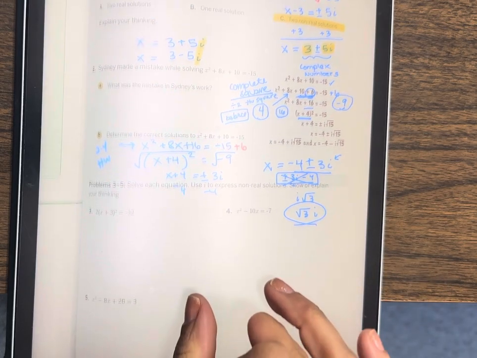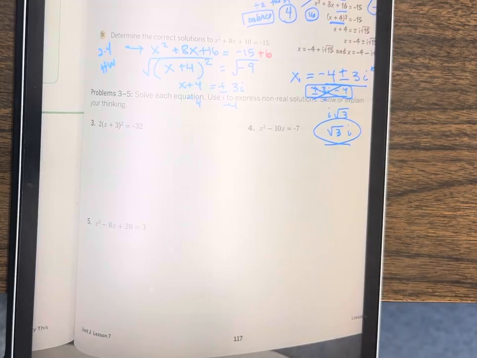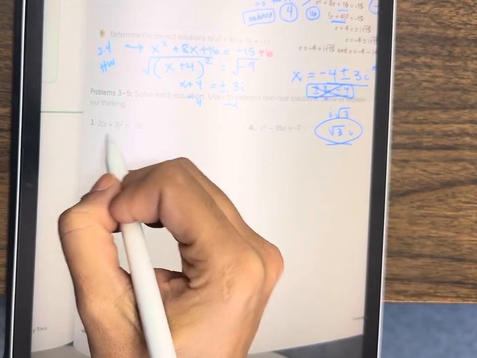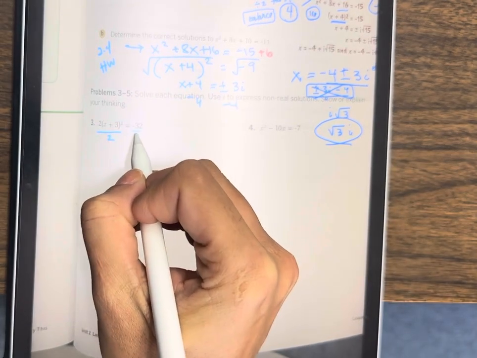Okay, now let's solve some equations. All right, here we are. First thing, divide by 2.